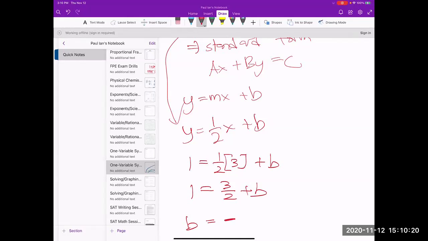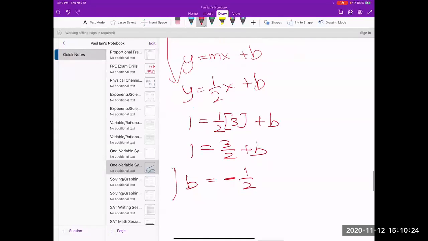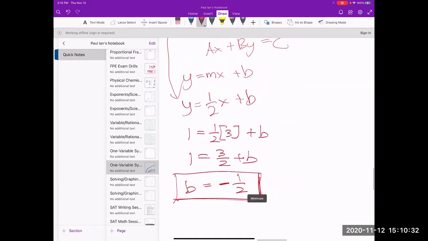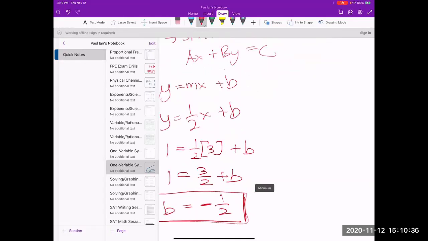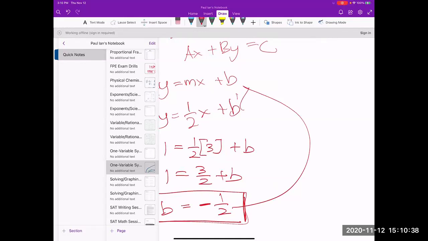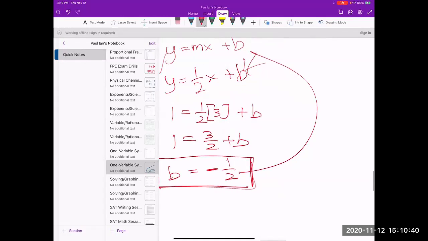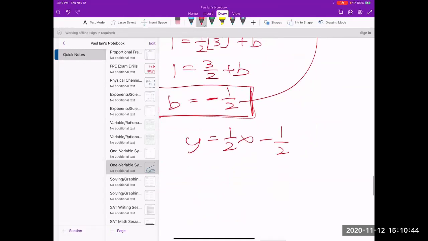-1/2. Yep. I'm doing this because a lot of times you could do the actual calculation, but when you do mental math, it kind of reinforces it as well. So b equals -1/2, and m equals 1/2. So you plug this back in the equation, right? So it's y equals 1/2 x minus 1/2.